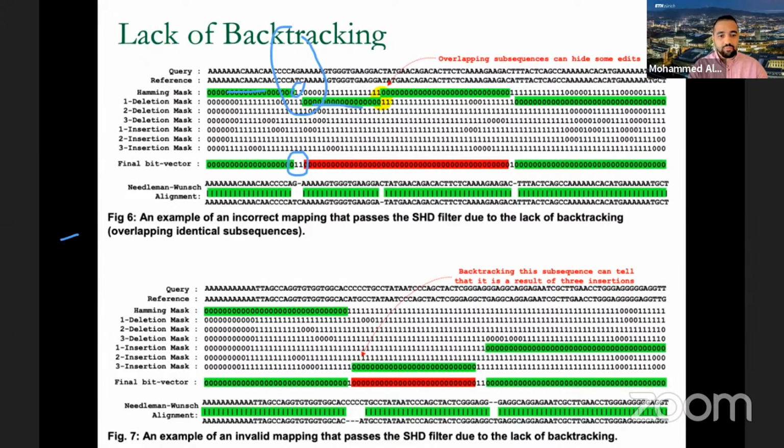Now, at the other location, the yellow highlighted portion here, since we go back to the Hamming mask, what happened? Think about it. If we move from the Hamming mask to the one deletion mask, it means deletion. But if we go back to the Hamming mask again, what could be the operation over there?